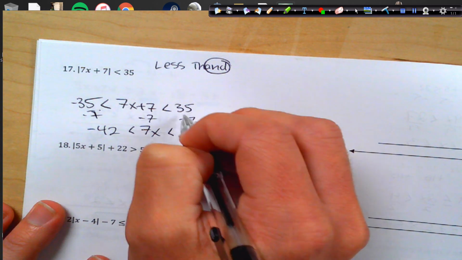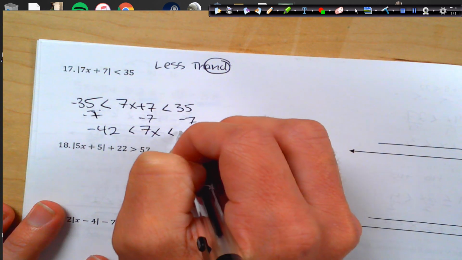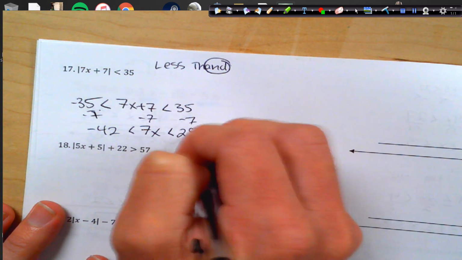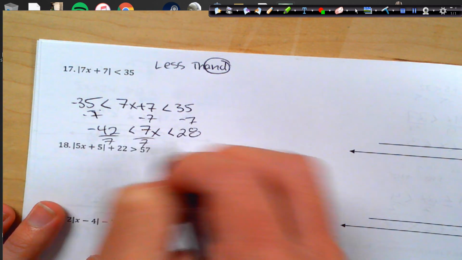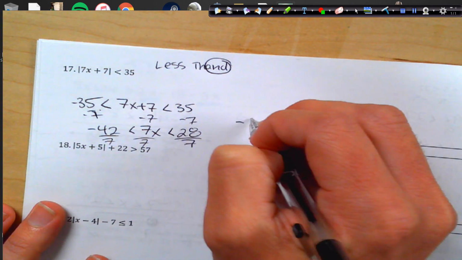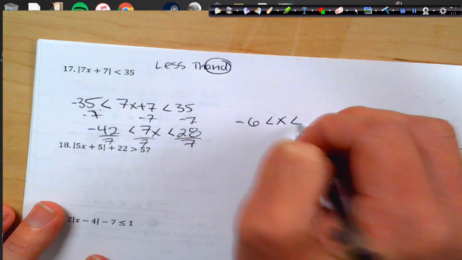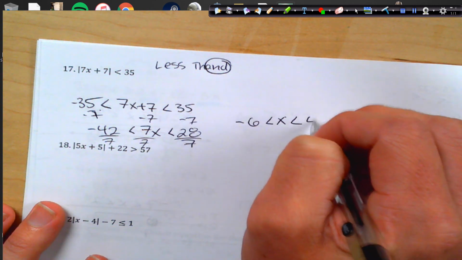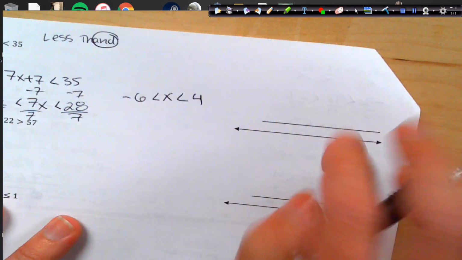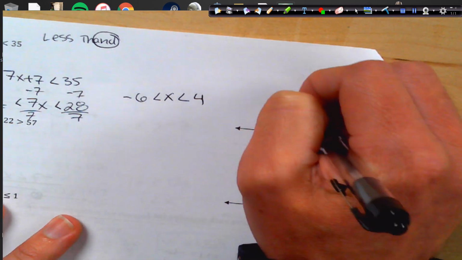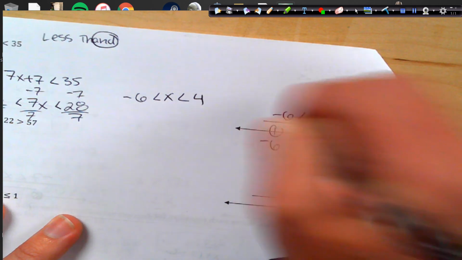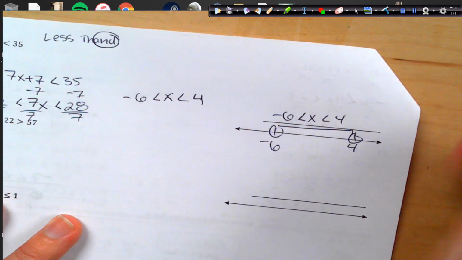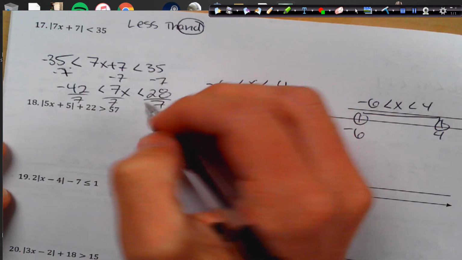And we subtract 7 from here and we get, what, 28? Divide both sides or all sides by 7. Get negative 6. And that's going to be positive 4. Larger number is always on the right, just like on the number line. Open circle, and we graph in. This is another and problem.